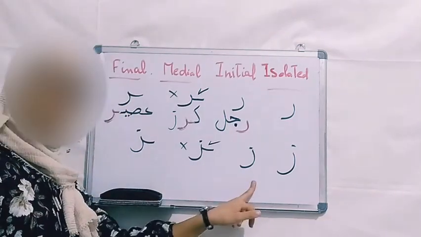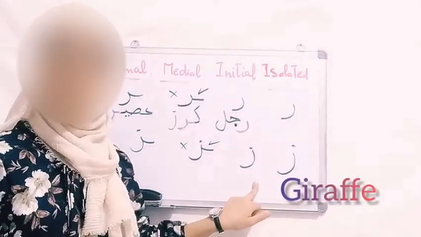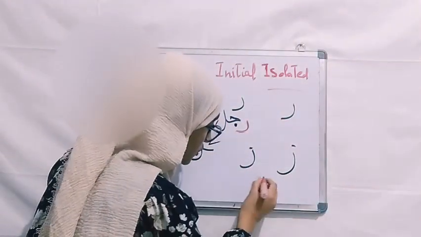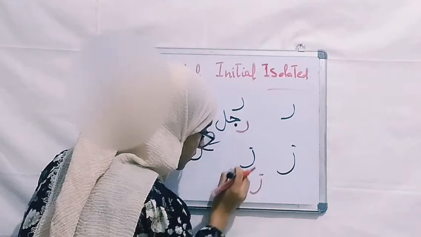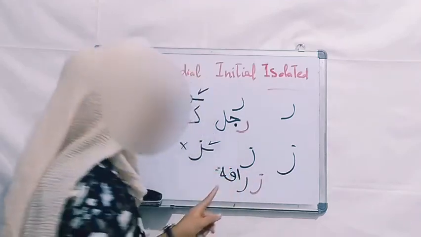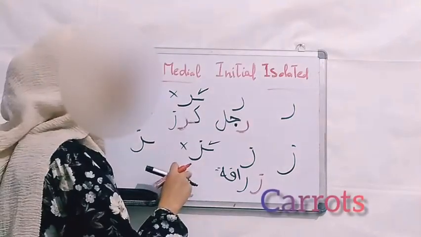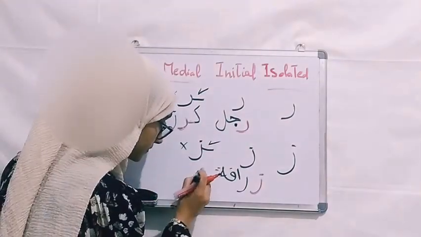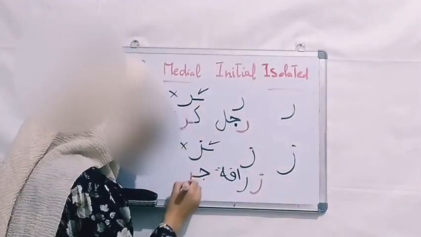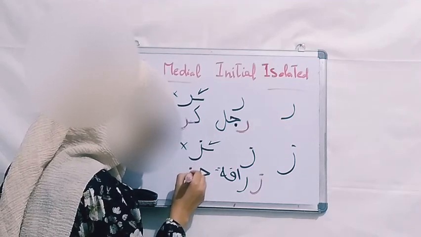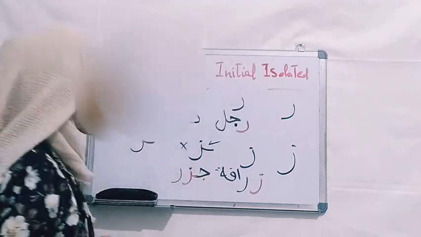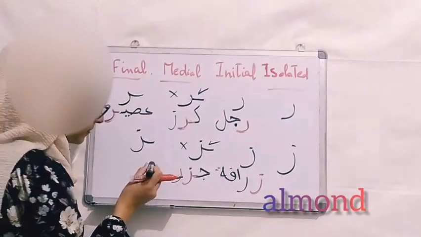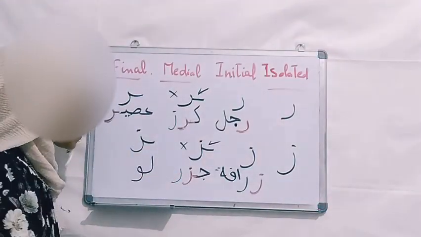And then we have zay. We have zarafa. Zarafa means giraffe. As I told you, from the 6 one-way connectors, ra and zay. And in the middle form, we have jazar. Jazar means carrot. Write my jim, and zay connects before, but it doesn't connect after. Jazar. And in the final form, we have laws. Laws means almond.